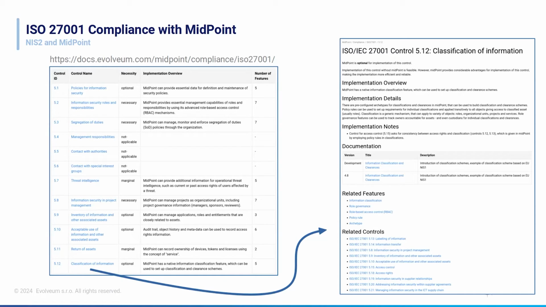So we have chosen this as a starting point, and you can see on the left part of the screen a list of controls that we already processed from ISO 27000, and on the right side is a page showing details of one particular control with references to MidPoint features and documentation and configuration examples and so on. This is still work in progress. We are working on it, and I hope we will be able to present the finished results soon. However, even the partial results are already present on our website, and you can use the link on this slide to access the part of the documentation that we have already done.